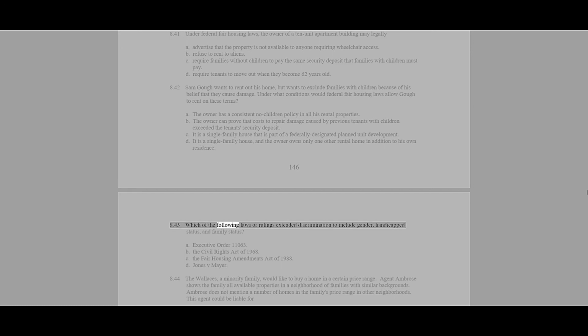8.43 Which of the following laws or rulings extended discrimination to include gender, handicapped status, and family status? A. Executive Order 11063. B. The Civil Rights Act of 1968. C. The Fair Housing Amendments Act of 1988. D. Jones v. Mayer.